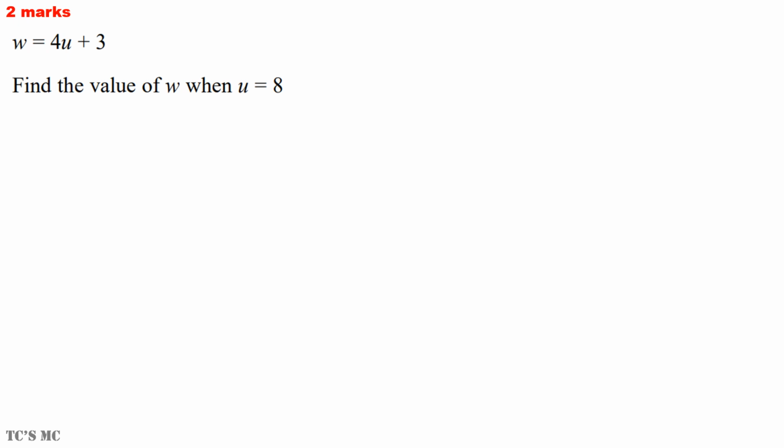W equals 4u add 3. Find the value of w when u equals 8. So we need to substitute. W is equal to 4 multiplied by 8 and then add 3. We now have 1 mark. That gets us 32 add 3. So our final answer is 35. And now we have our second mark.